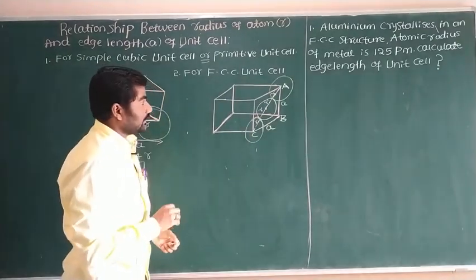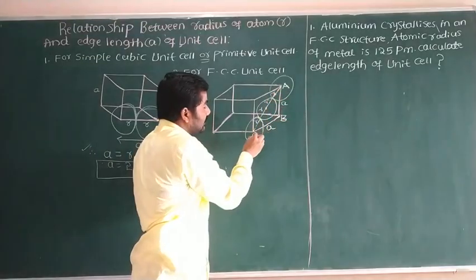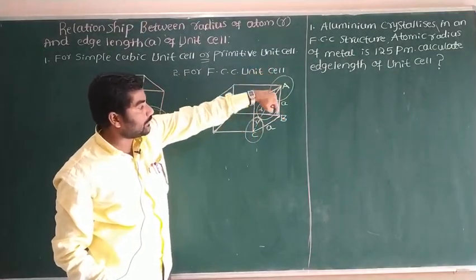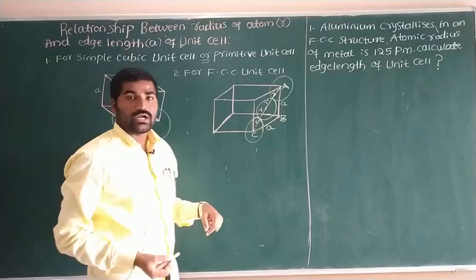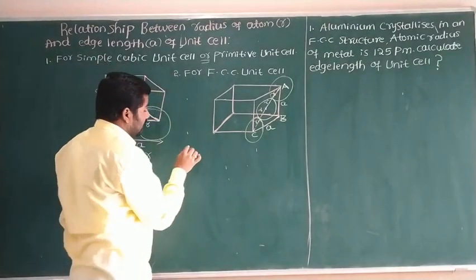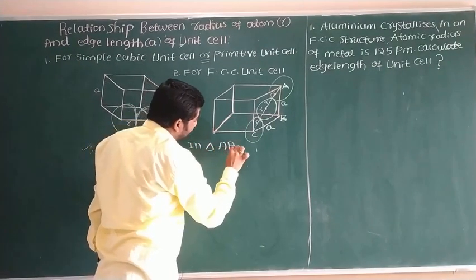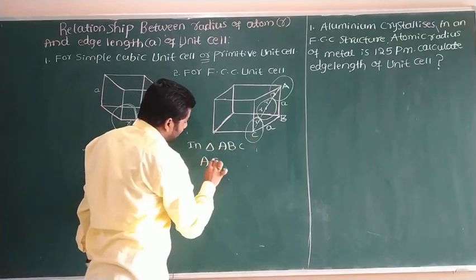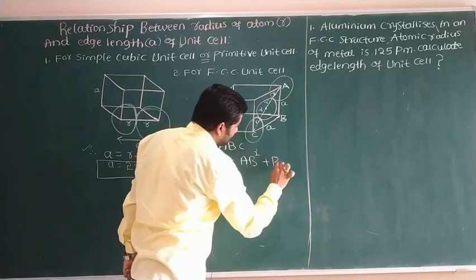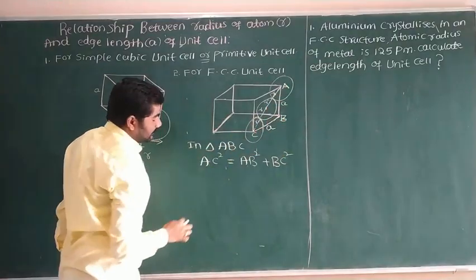So according to the Pythagoras theorem, if you apply it for this triangle ABC, AC square equals AB square plus BC square. That will apply to get the relationship between edge length A as well as radius R. Therefore, in triangle ABC, according to the Pythagoras theorem, we have AC square equals AB square plus BC square.